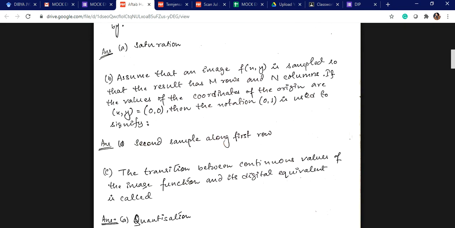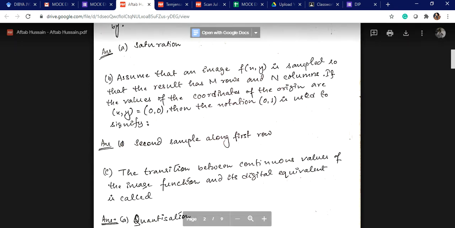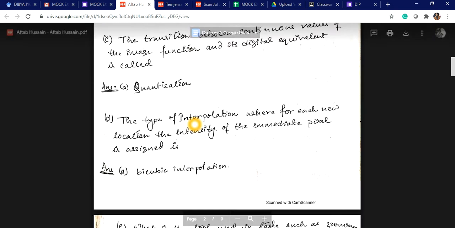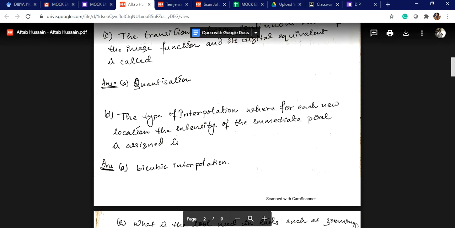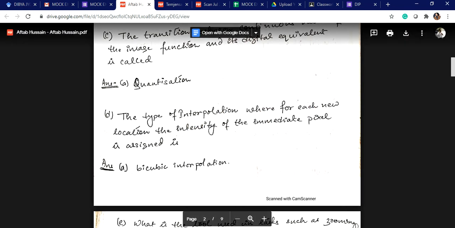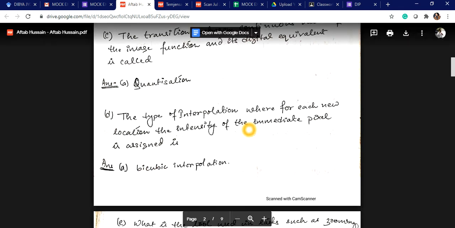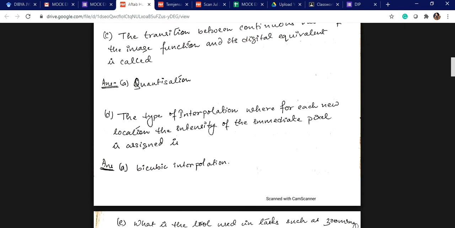If this type of MCQ questions come, always try to write the full question. Okay, so that will be there for your record. Otherwise, these question answers are correct. The type of interpolation where for each new location the intensity of the immediate pixel is assigned. See, this is not bicubic interpolation. This should be nearest neighbor interpolation. Why? Because we are concerned about the immediate pixel.